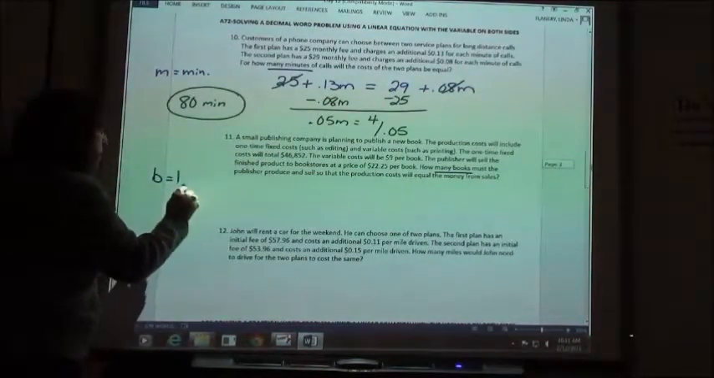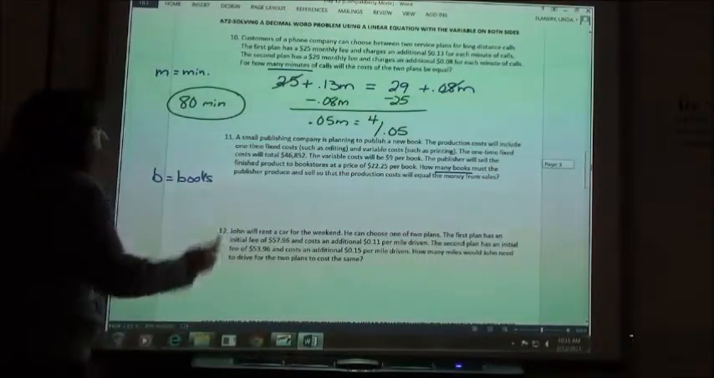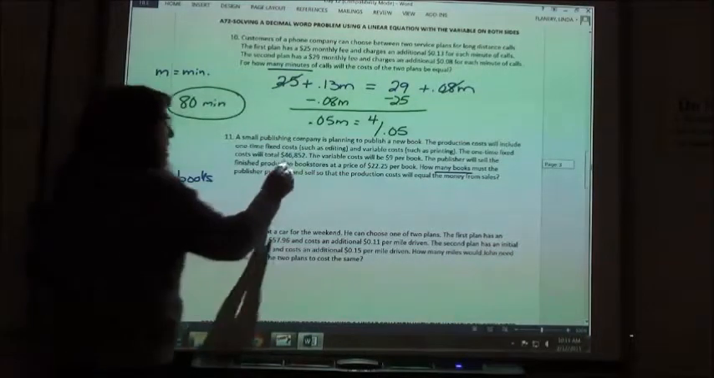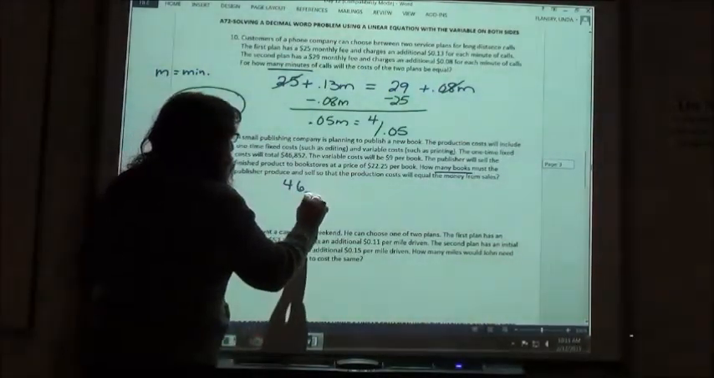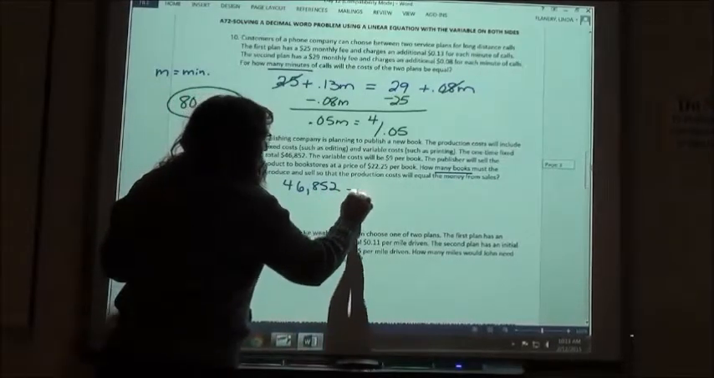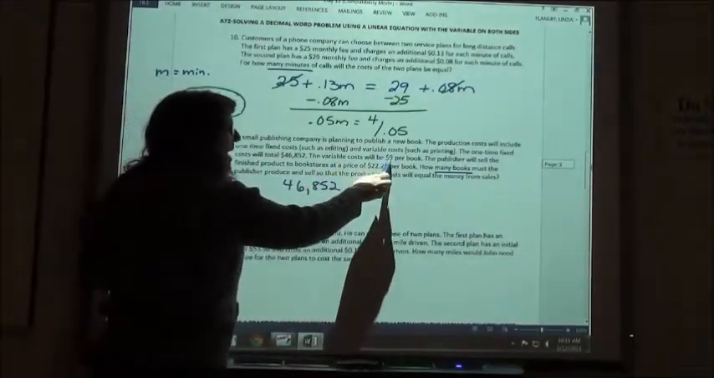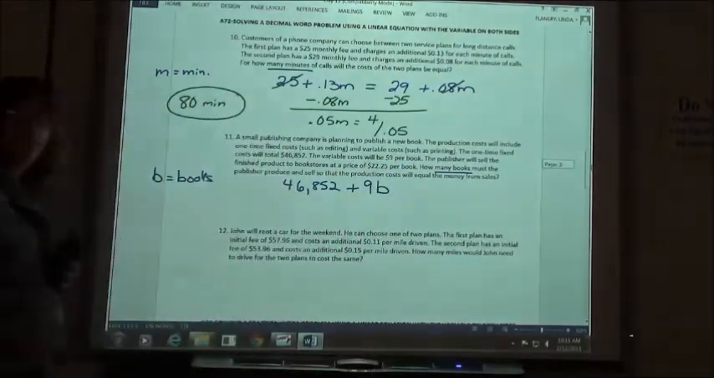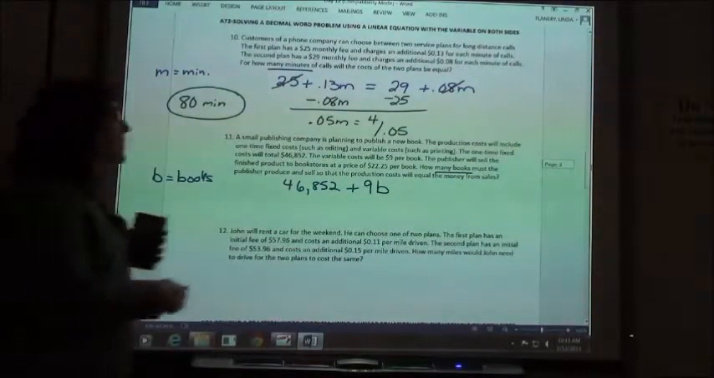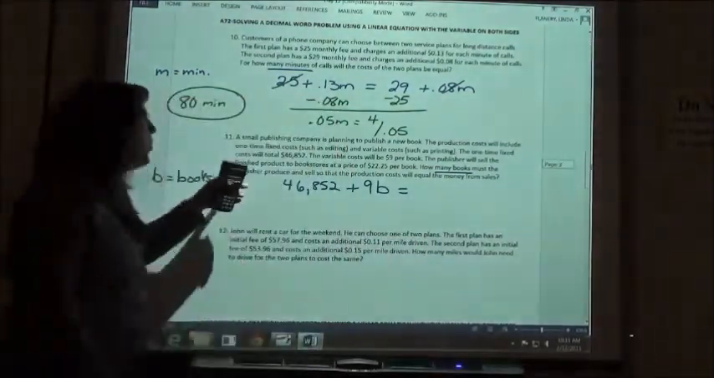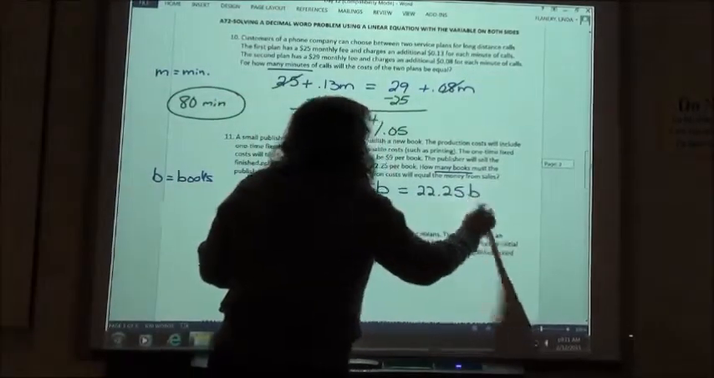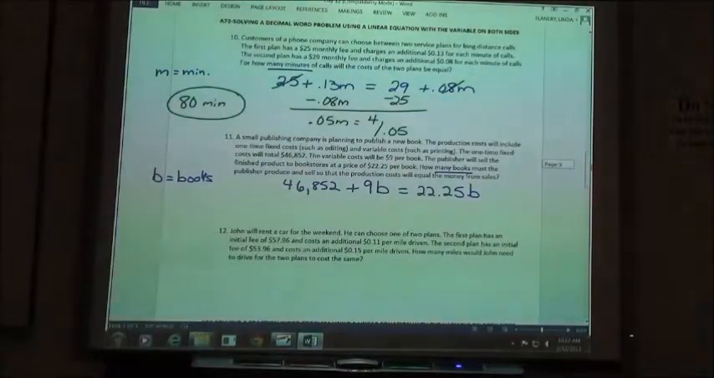So I'm looking for the number of books. I want my costs to be equal to my sales. Well, I had two different kinds of costs. I had the one-time fixed cost of $46,852, and I had variable costs of $9 per book. So $9 times B. I want my costs to be equal to my sales. I'm going to sell my books for $22.25 per book. There's my equation. I want to solve it for B.